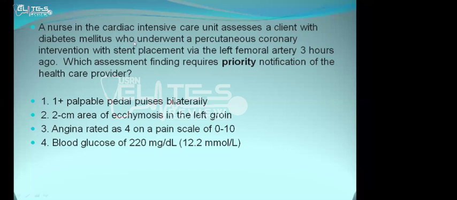So a nurse in the cardiac intensive care unit assesses a client with diabetes mellitus who underwent a percutaneous coronary intervention with stent placement via the left femoral artery 3 hours ago. Which assessment finding requires priority notification of the healthcare provider? You see how it has been bolded. So let us see how we can think through this one too.